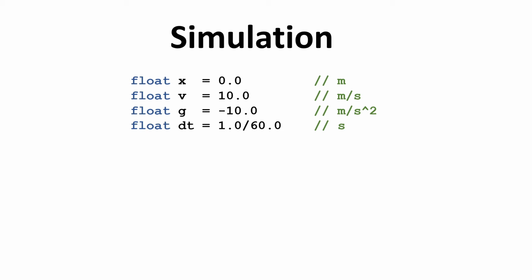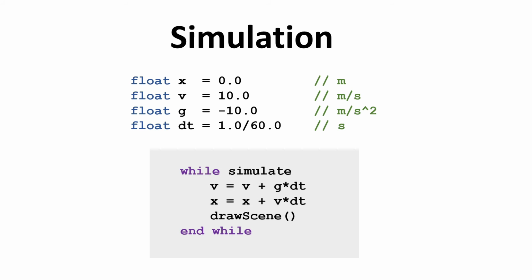Let's assume we have a one-dimensional simulation of one object. So we can store its position in x, its velocity in v, gravitational acceleration in g, and the time step size in dt. And here's our simulation loop. Since an acceleration tells us how much the velocity changes over time, we update the velocity as v equals v plus g times dt. The velocity tells us how much the position changes over time, so position equals position plus v times dt. Then we draw the scene and we loop.